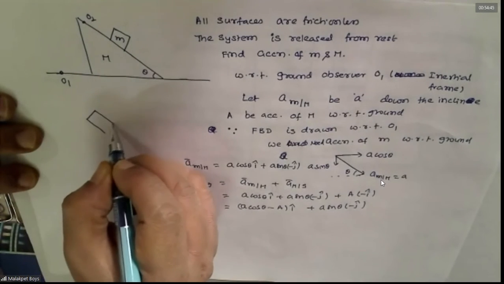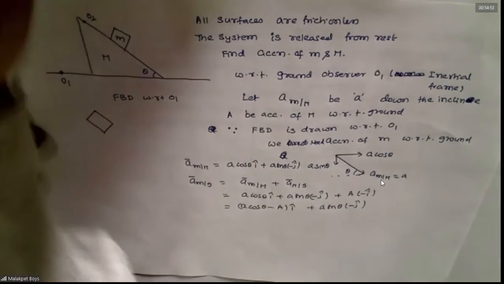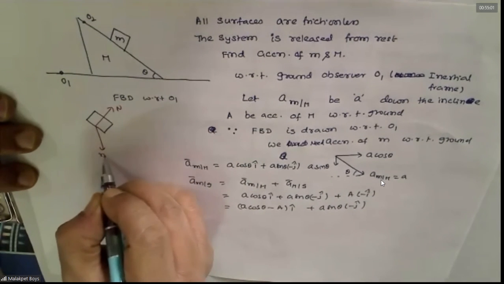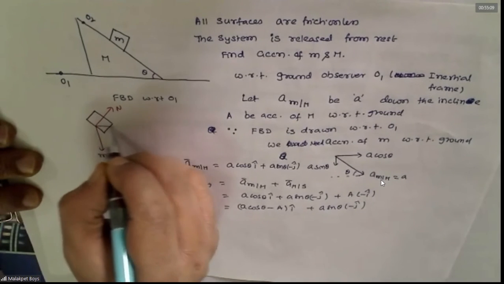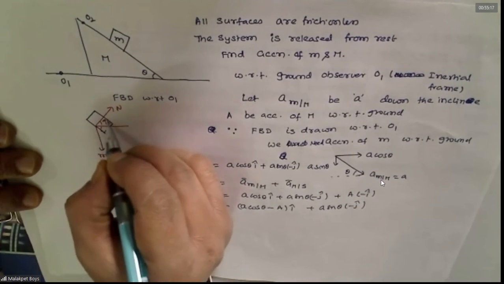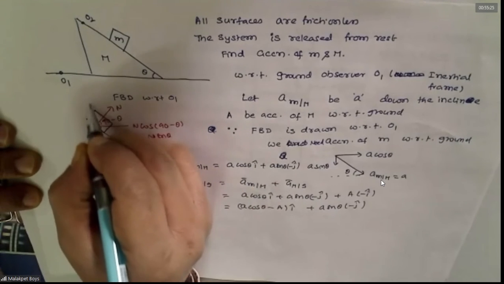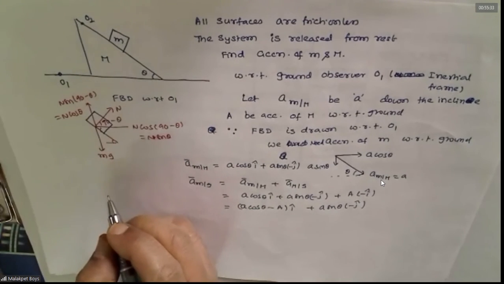This free body diagram I am showing, FBD with respect to whom? O1. So if you look at this, what are the forces acting on this? One is the normal reaction. This is mg. Okay, anything else is there? No, sir. This is the only two forces. So if this is theta, this is theta. This is 90 minus theta. Do you agree with this? So this is N cos 90 minus theta, N sin theta. Then what is this? N sin 90 minus theta is what? N cos theta. Do you agree with this? Any doubts are there? No, sir. No doubt, sir.